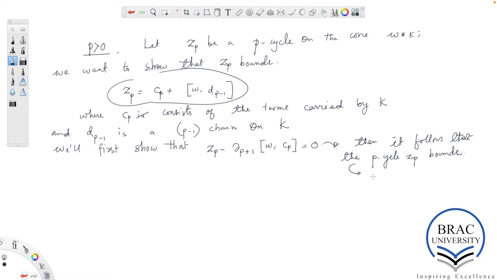And this in turn will mean that there is no non-trivial P cycle that does not bound, which means that whatever P cycle we choose, it will always bound. So there is no non-trivial P cycle that won't bound.